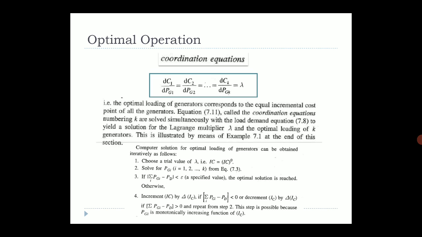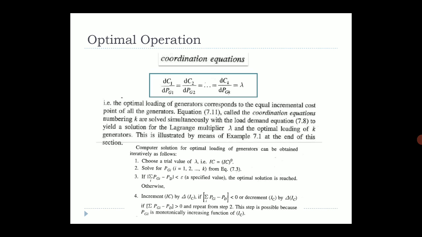Now let us say that at one instance all the incremental costs are the same, and that should be some lambda. We assume a lambda, let's say 100 is the present value of lambda, and at this value the optimal operation is carried out. We start from this assumption. So we take the value of lambda as 100, and we place ICs to be 100.